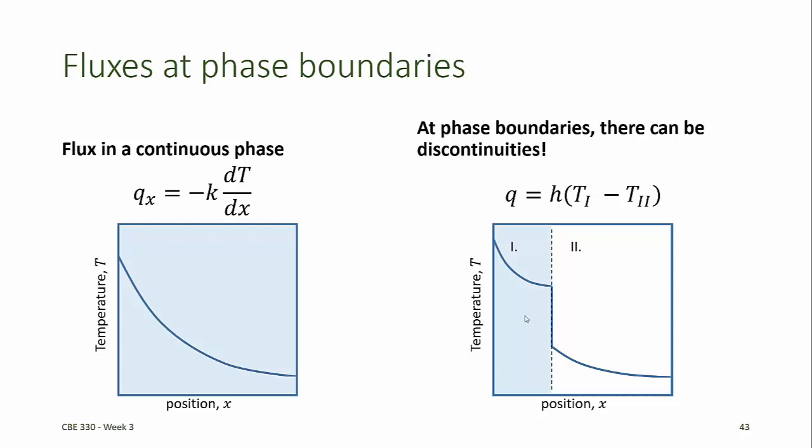Often the property whose gradient drives the flux, in this case temperature driving heat flux, is discontinuous at a phase boundary. This is true whether it's a temperature, a concentration, or a velocity. Since we cannot take the derivative of a discontinuous function at the discontinuity, often fluxes at boundaries are described by difference equations. Here, the heat flux might be described by a heat transfer coefficient multiplied by a difference in temperature between phase 1 and phase 2.